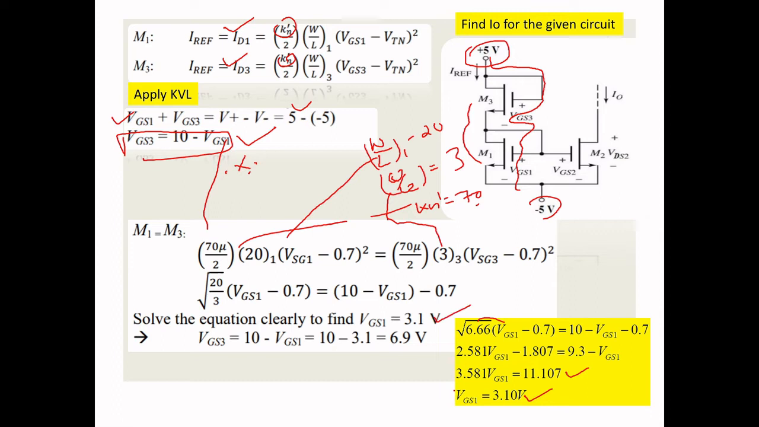I hope you understood. This is a condition, this is a method you have to use for finding the IREF, or similar problems like current steering circuits. So I said during the theoretical part, right? This is a method we can use. So VGS3 will be 10 minus VGS1. When you substitute, you will get 6.9 volts.